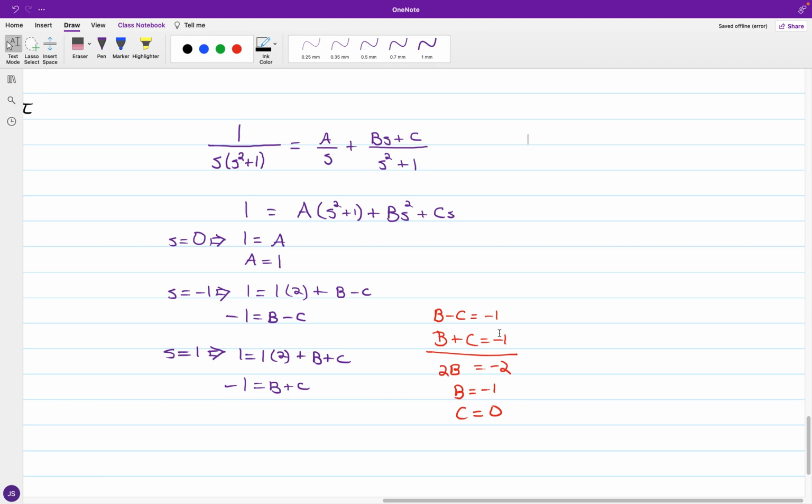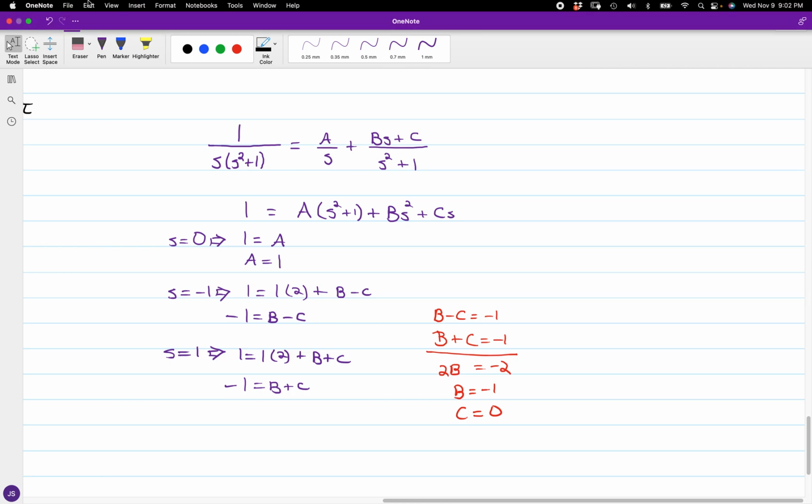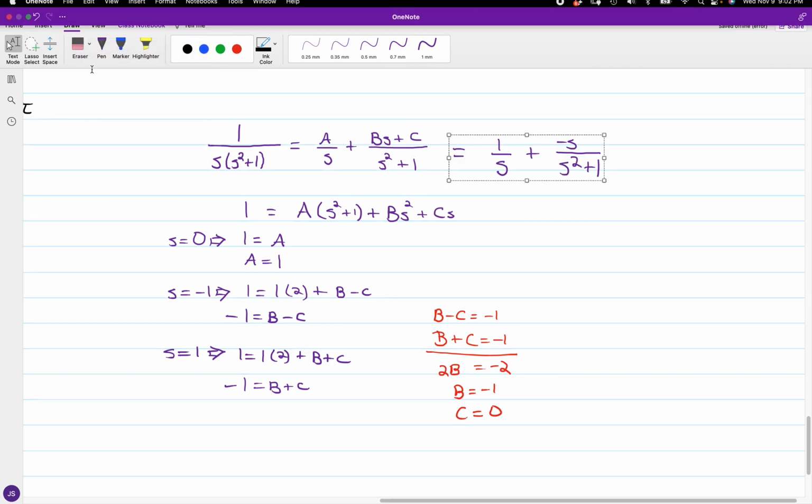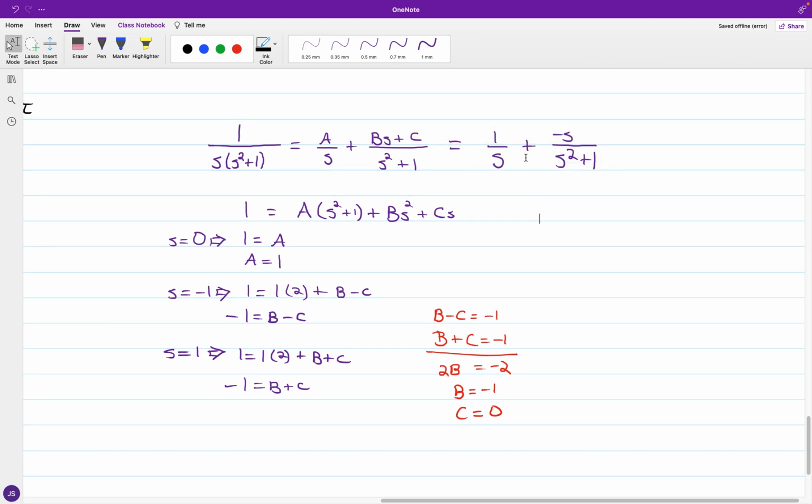With the addition method, negative and positive C go out, and B adds up to 2B. Negative 1 plus negative 1 is negative 2. From this, B is equal to negative 1. If I plug in negative 1 for B in either equation, we get that C is equal to 0. So for the partial fraction decomposition, A over s is 1 over s, and with B at negative 1, this is going to be negative s all over s squared plus 1. And just putting back what we have here.